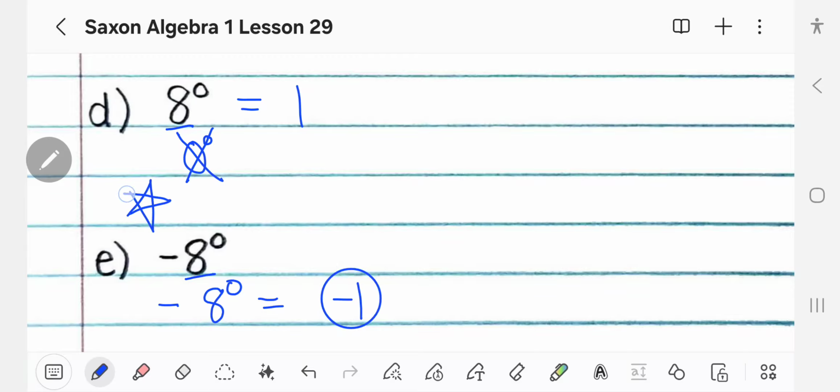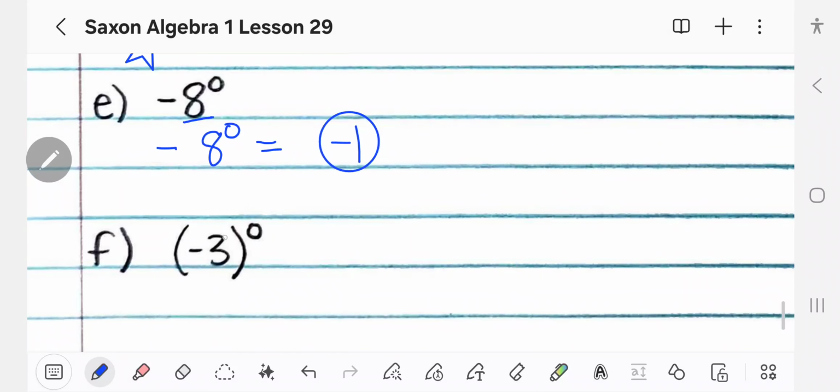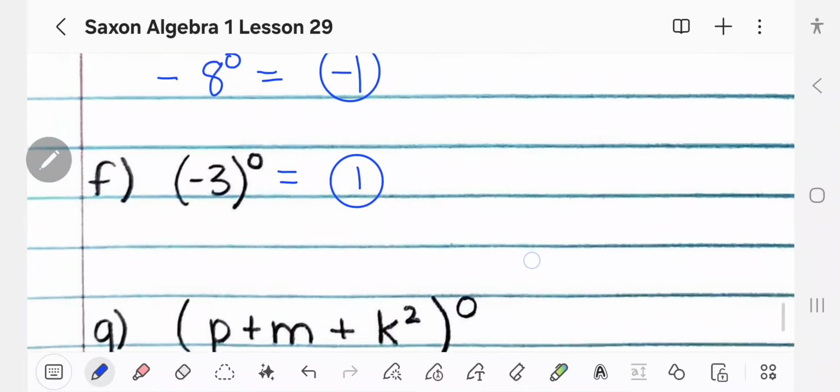This causes a lot of errors in algebra, so be careful with these. The whole negative 3 is the base, and that's raised to the 0, so that's a 1.